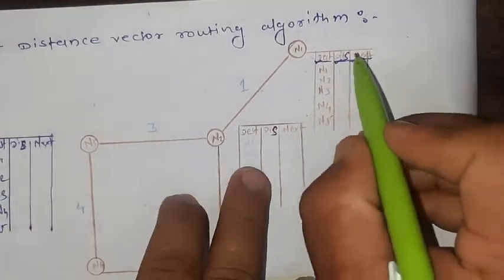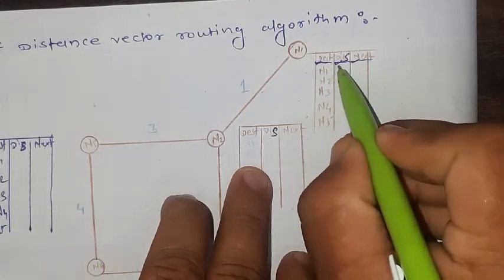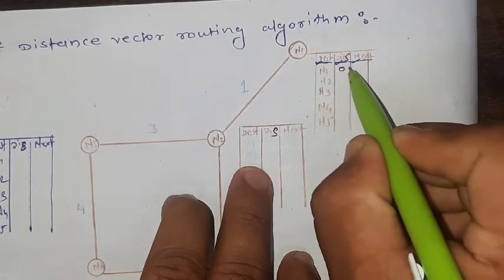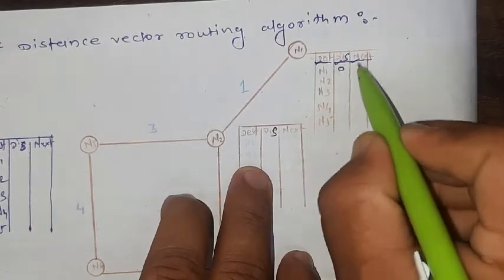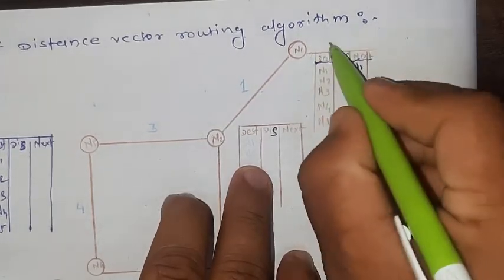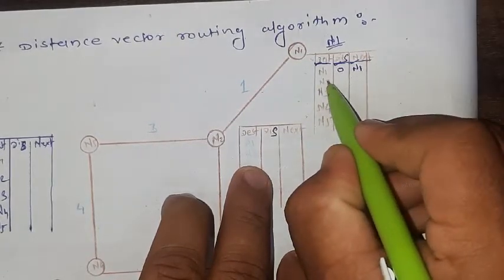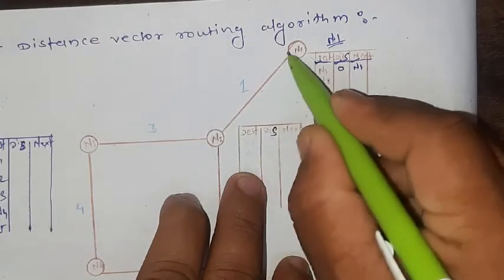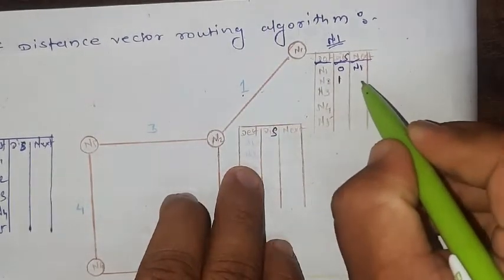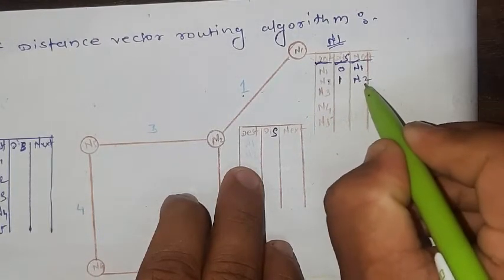So let's start. n1 to n1, cost is what? Distance is 0. We don't have any cost for n1 to n1, and the next is n1 as it is. Then n1 to n2, we have the link n1 to n2, and the cost is 1, means distance is 1, and the next is n2. We reach at n2.